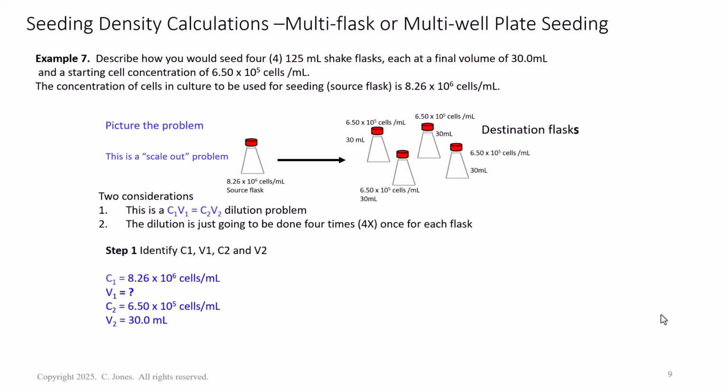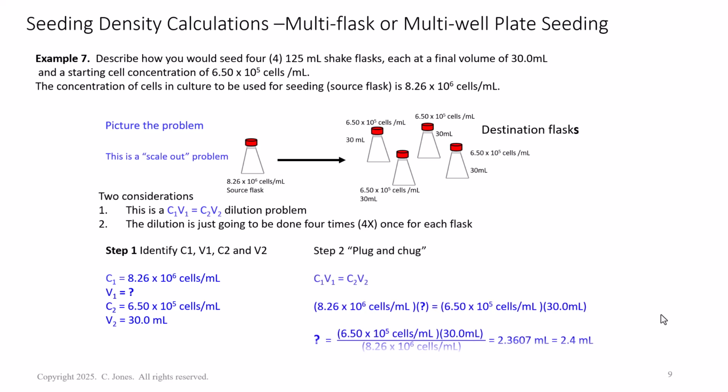All right, so step 1, as always, identify C1, V1, C2, and V2. And V1, once again, is what we're trying to find. So plug and chug here, right? C1 is 8.26 times 10 to the 6 cells per mL. We're trying to calculate V1. That is, what volume of the source flask do we need to transfer into each of the 4 new destination flasks. And then each destination flask, C2, is 6.50 times 10 to the 5th cells per mL. And each destination flask will have a final volume of 30 mLs.